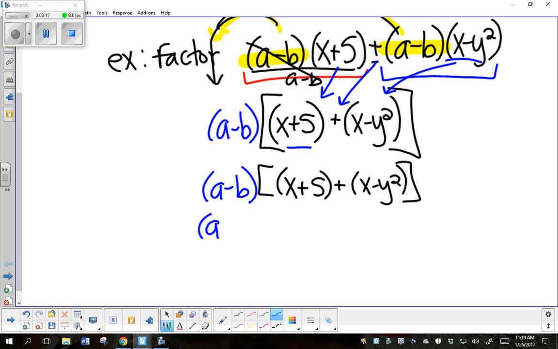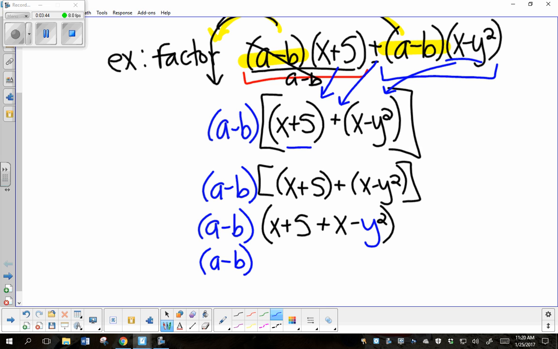So what I really have here is the a minus b out in front. And then in these brackets, which I can now change to parentheses because those are going to be the only grouping symbols left, is just x plus 5 plus x minus y squared. So I just took out the parentheses there. And now I just see one instance of like terms I can combine in those second set of parentheses. So I still have a minus b right here. In my second set, I can combine x plus x, and that's 2x. I'm adding up, so I change the coefficient, not the variable. 2x, and then I have just the plus 5 minus y squared. I can't combine those with anything.